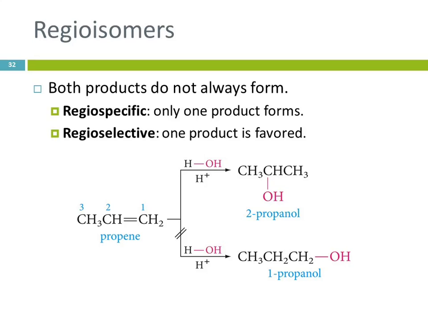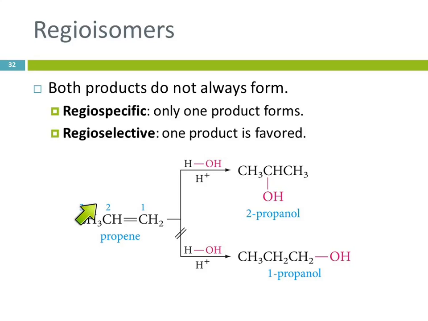You don't get both products. Regiospecific means that you only get one product forming. Regioselective means that one is favored over the other, but you will get some of each. It's really unusual to get equal amounts of both products, because when we look at the mechanism and how it adds, we see that the things that are happening are not the same.